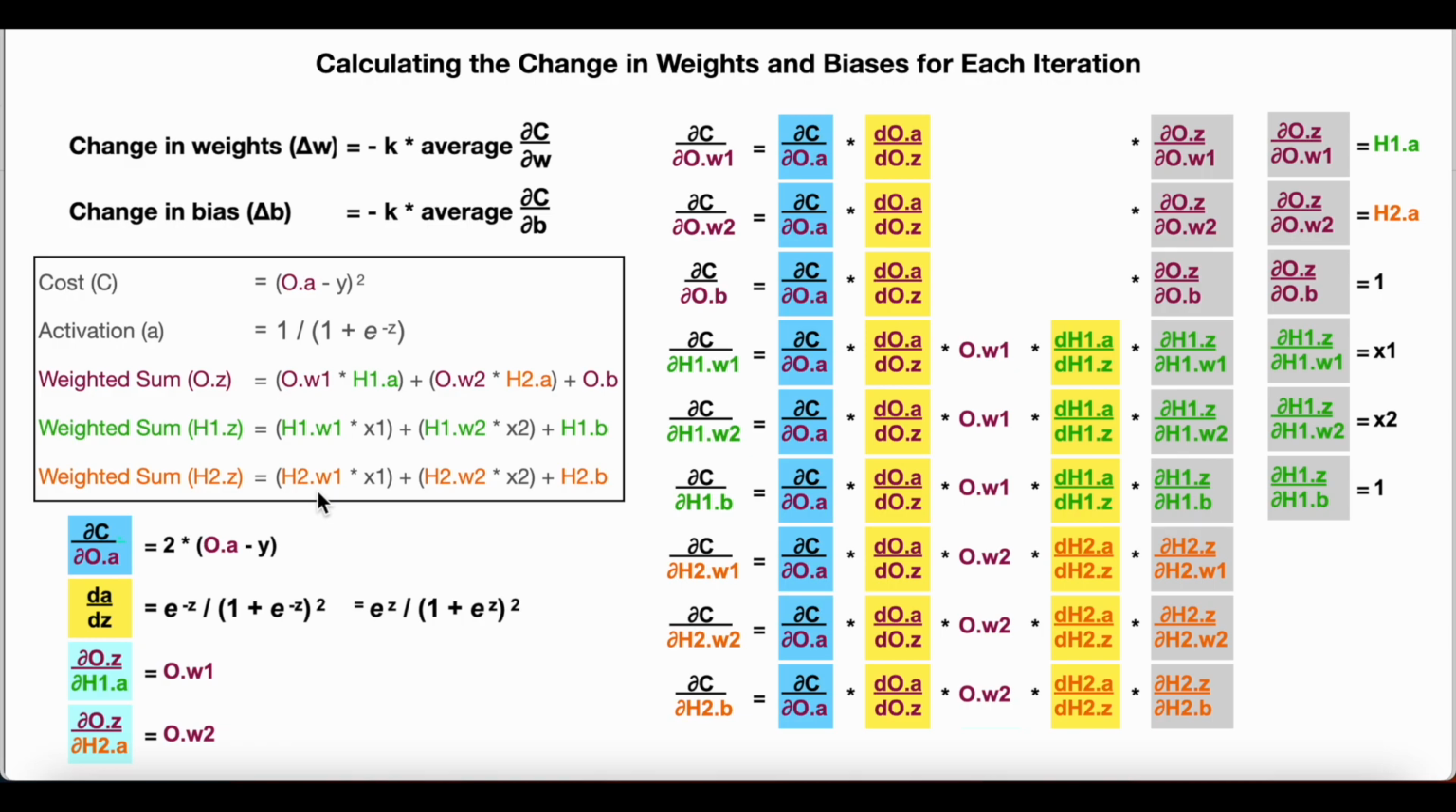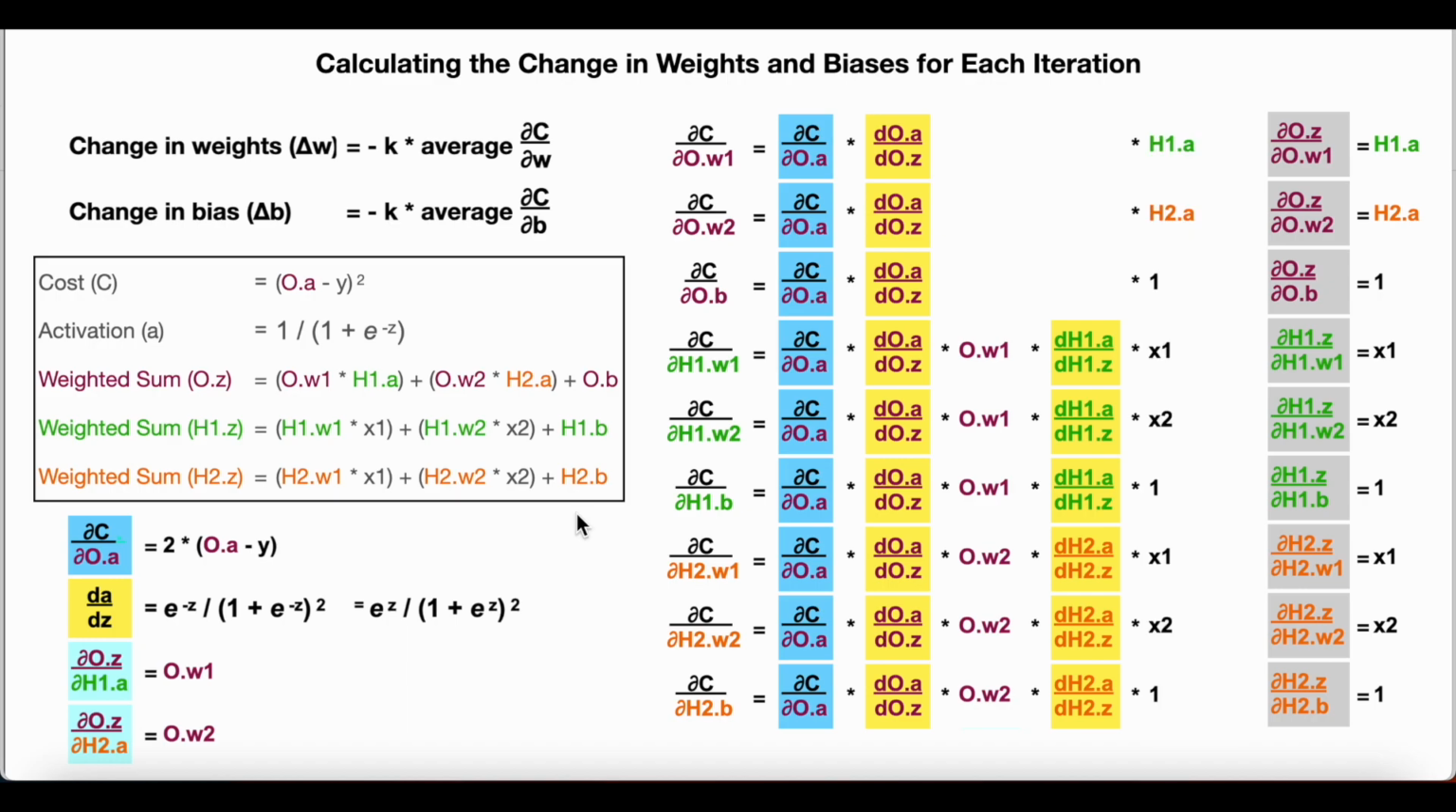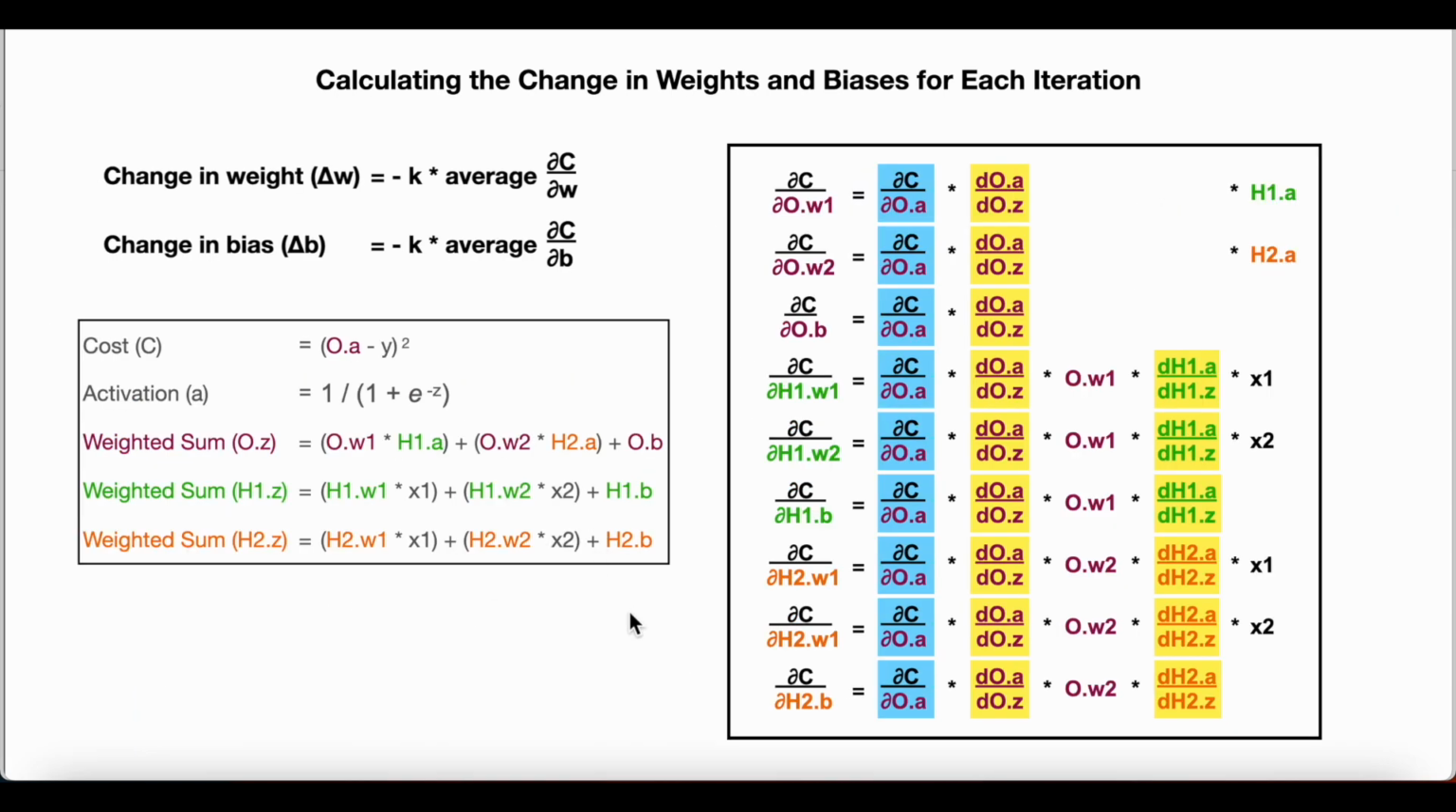If we take the partial derivative of h2.z with respect to h2 weight 1, we get x1. With respect to h2 weight 2, we get x2. And with respect to h2 bias, we get 1. So we can plug those values in, and these are all of the formulas we're going to need in our spreadsheet.